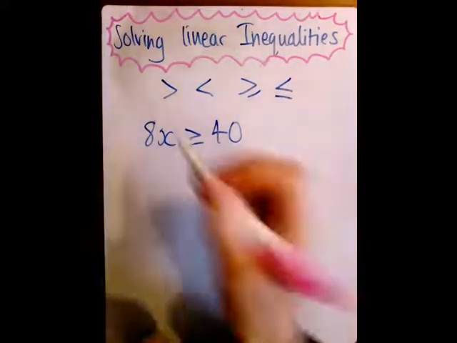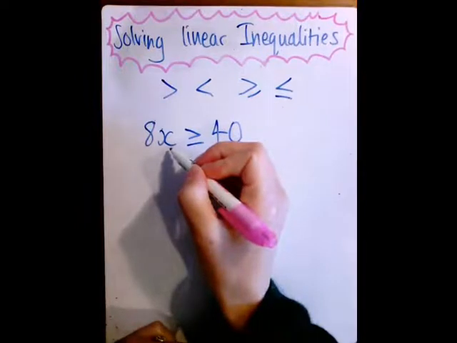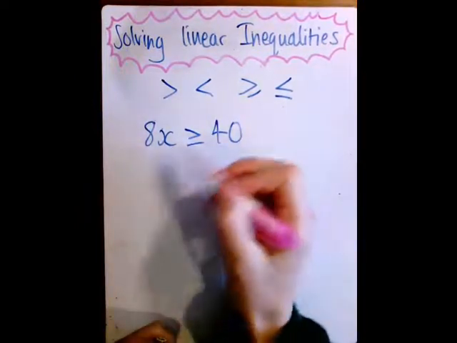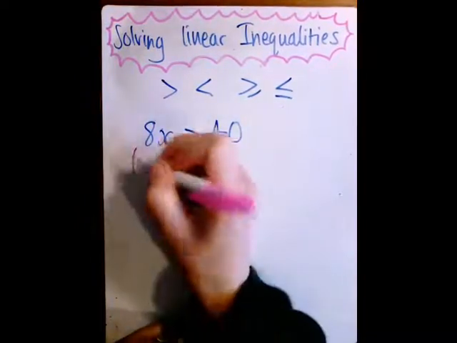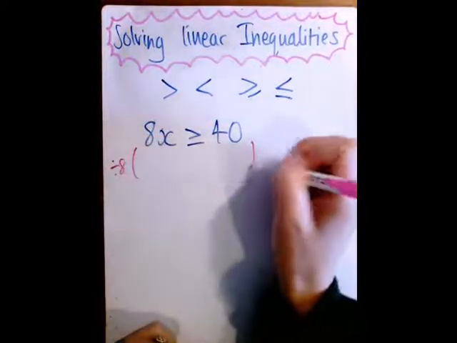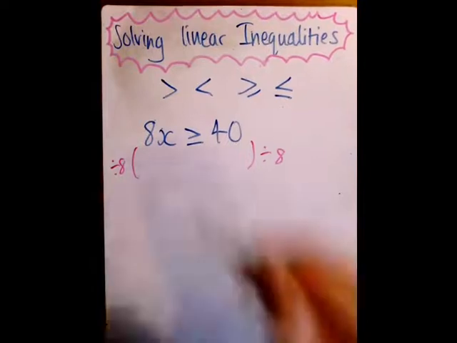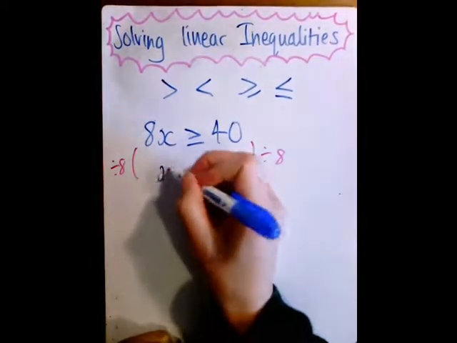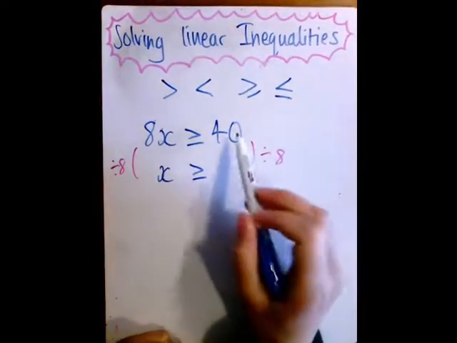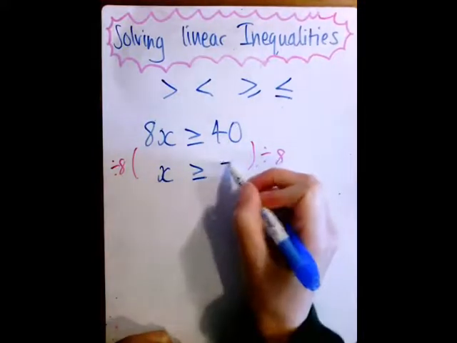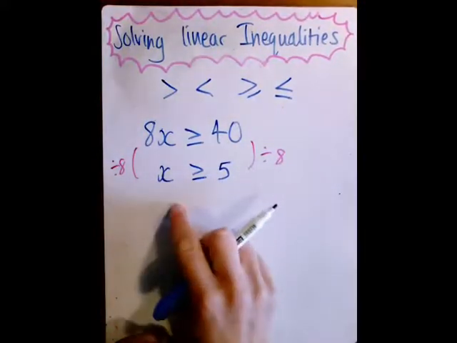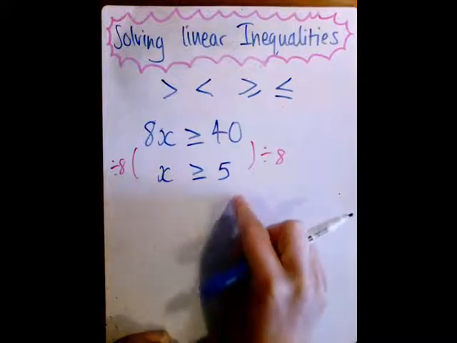And because I've got 8 multiplied by x here, what I could do to both sides of the equation now is divide by 8. Now if I do that, 8x divided by 8 would leave me with x, and then 40 divided by 8 would be 5. Therefore x is greater than or equal to 5.